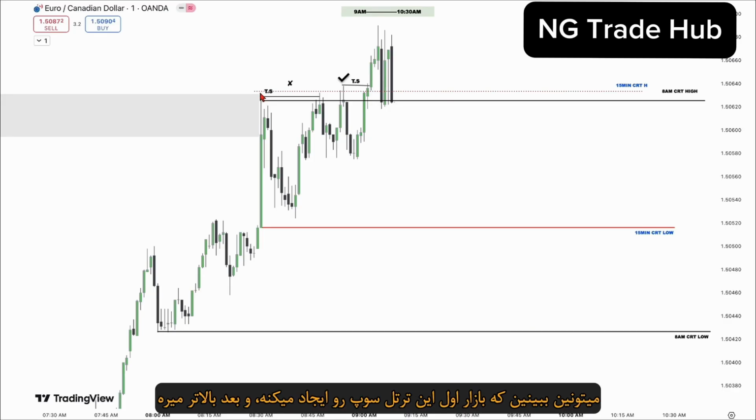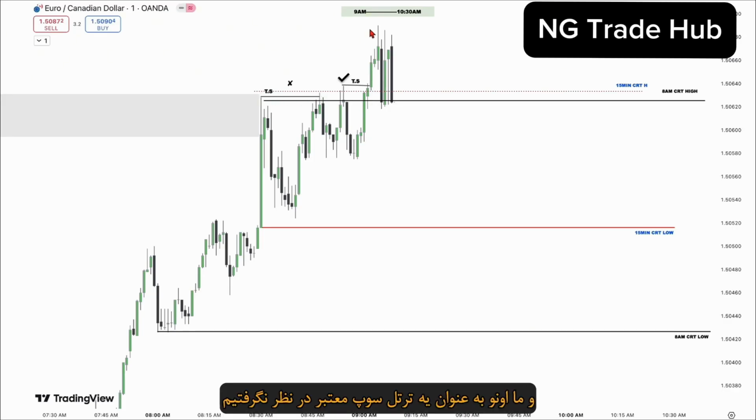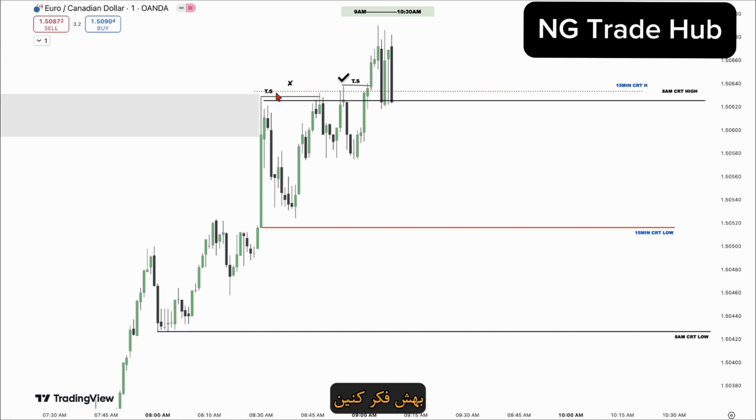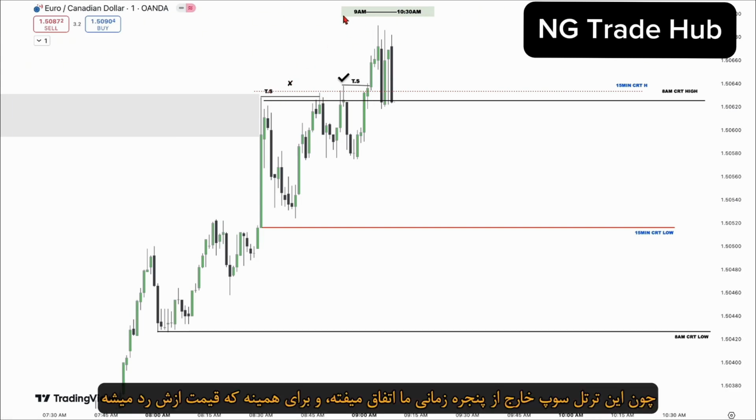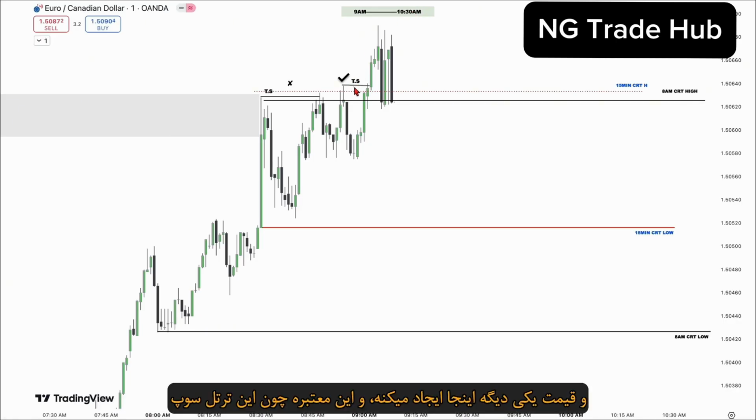You can see the market creates this turtle soup first and then moves higher, and we didn't consider it as a valid turtle soup. Why? Think about it. Because this turtle soup occurs outside our time window, and that's why price runs through it. And price creates another one here, and this is valid because this turtle soup occurs within our time window, between 9 a.m. to 10:30 a.m.